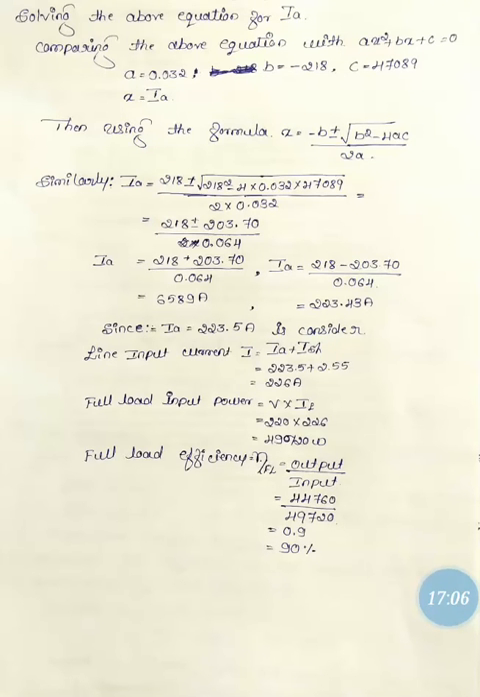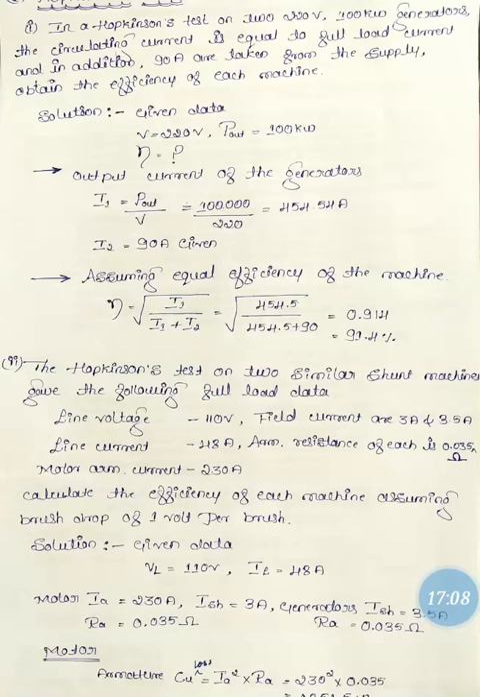Then similarly we'll consider the numerical on Hopkinson's test. So let me consider the numerical on Hopkinson test. You know the Hopkinson test can be carried out by considering two machines. Both the machines are coupled to each other. One acts as a motor, another acts as a generator. Just keep it in your mind, that we discussed in the last video.